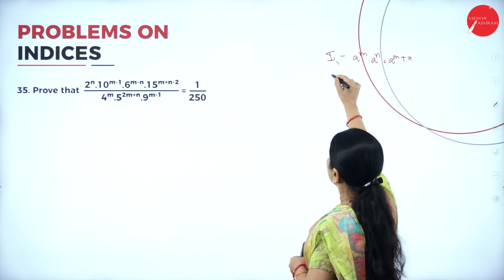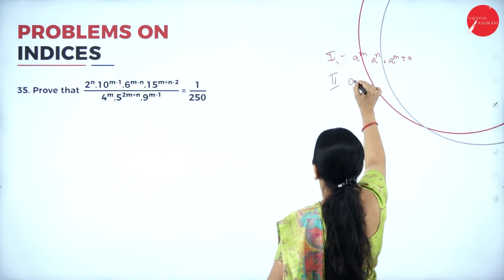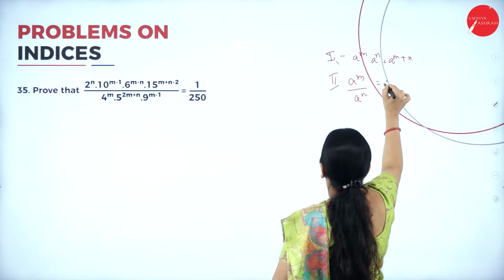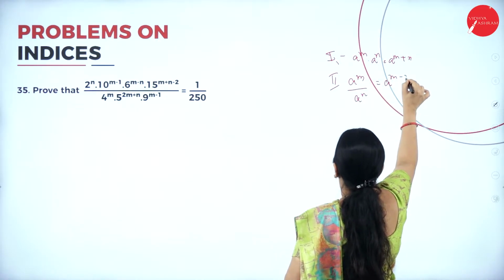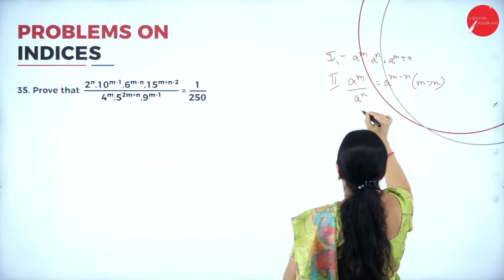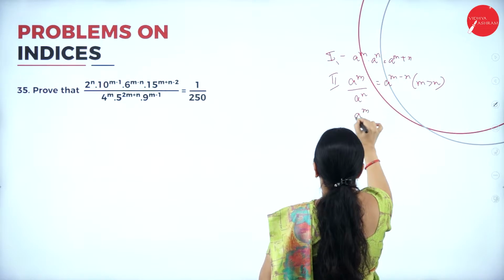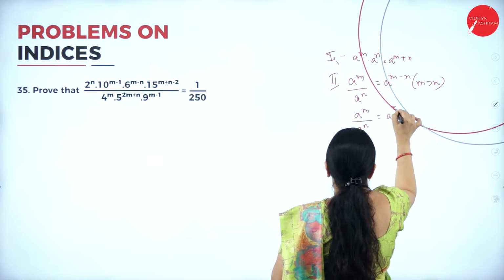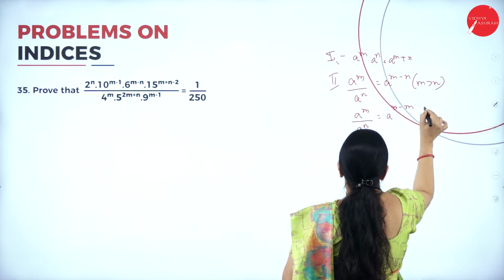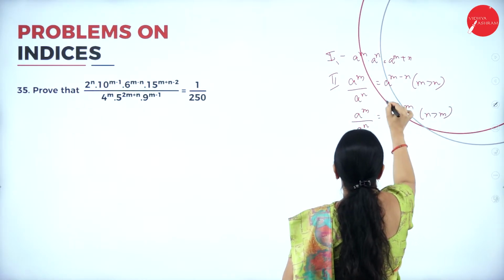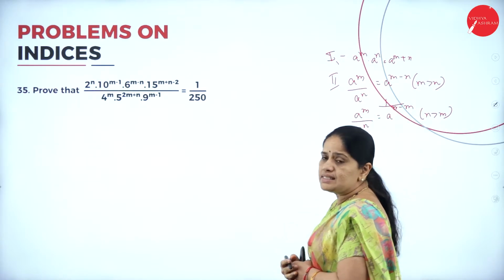Now, the second law, what does it tell us? a to the power of m by a to the power of n equals a to the power of m minus n when m is greater than n, or a to the power of m by a to the power of n equals a to the power of n minus m when n is greater than m. That is 1 by a to the power of n minus m.